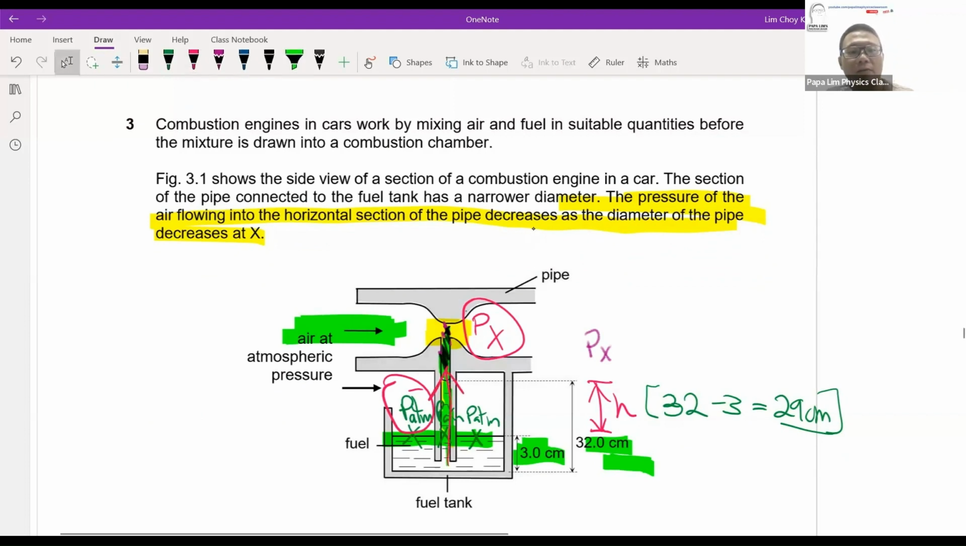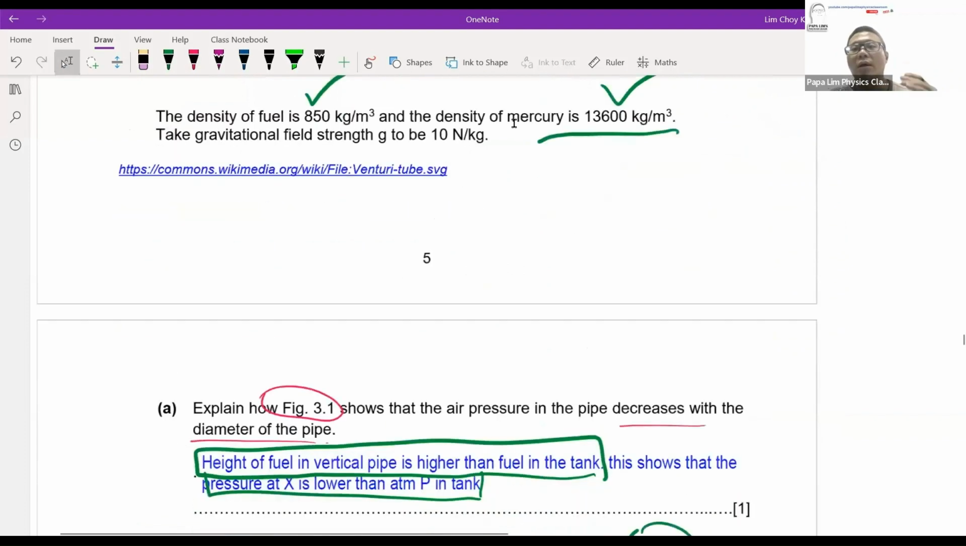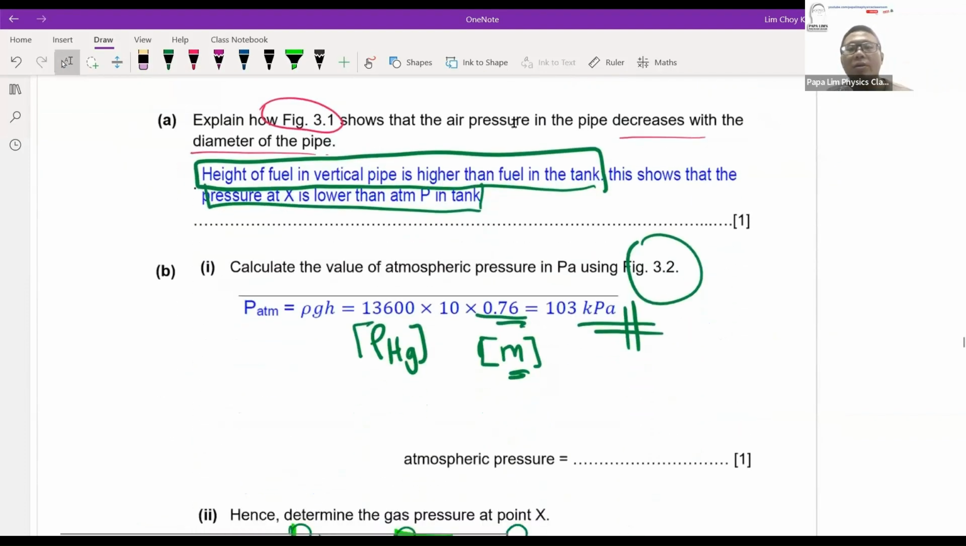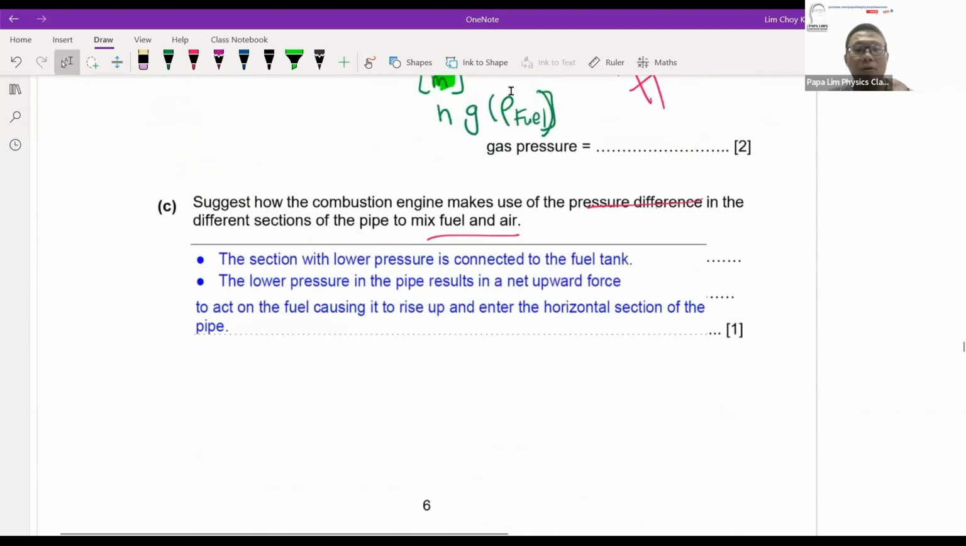Okay, and when the fuel is being pushed upwards, the fuel and air will mix together at the opening here, X. So that's what your combustion engine does. By controlling the amount of air intake, I can actually regulate the fuel intake also. So the air intake and the fuel intake are actually linked together because of the difference in pressure. So that's what you need to tell the marker about.